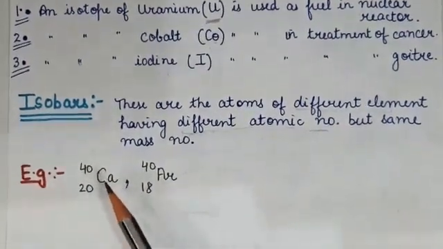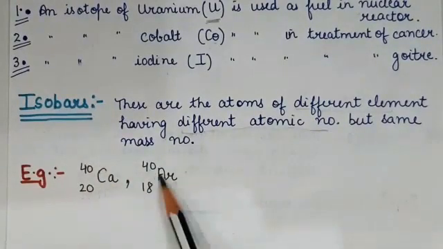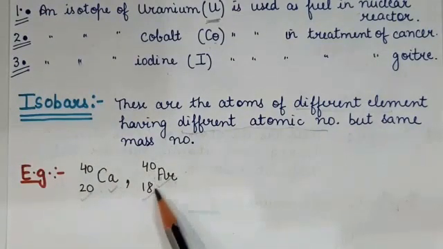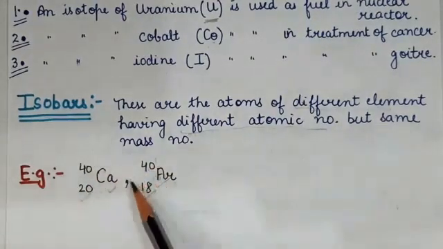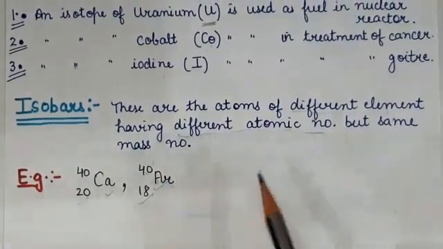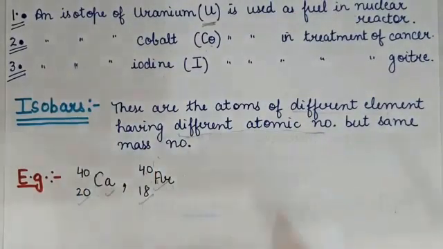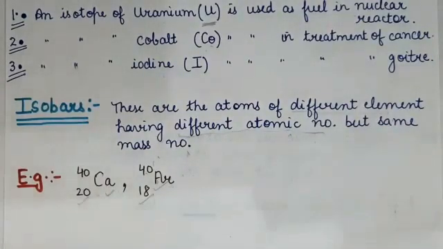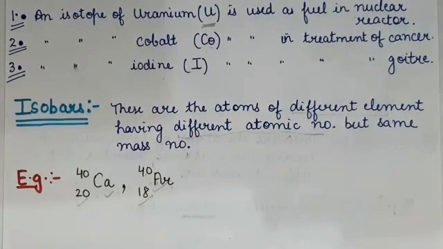Example, calcium and argon. They are different elements, so they have different atomic number. Atomic number of calcium is 20, atomic number of argon is 18. But the mass number is same, that is 40-40. So these are isobars. Clear? Different atomic number, same mass number is isobar. And same atomic number, different mass number, they are isotopes. Clear, students? So the chapter ends here.